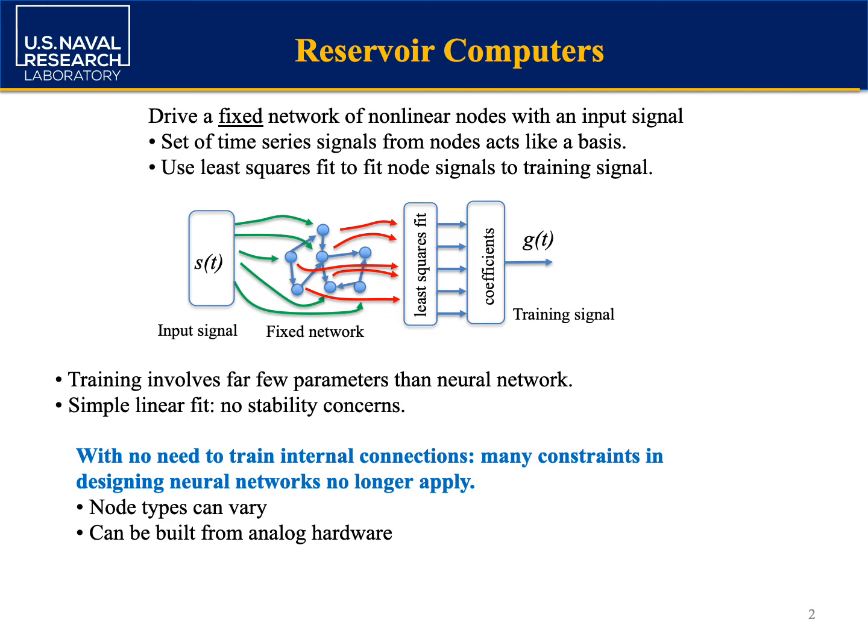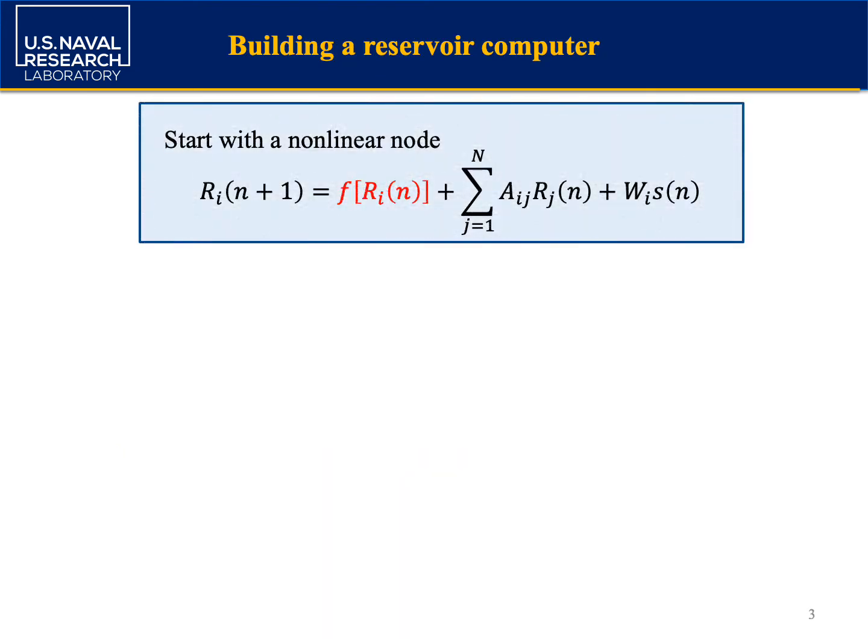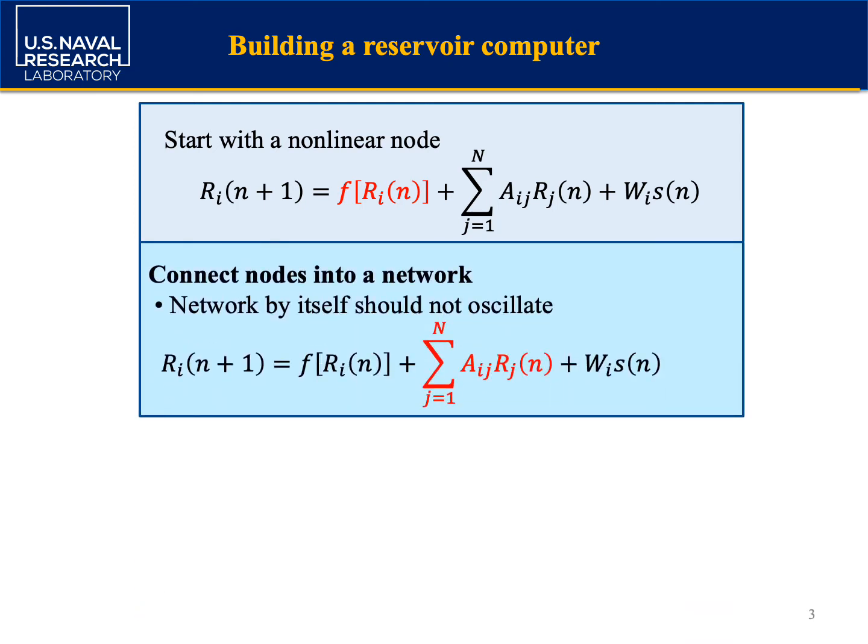Because you don't need to train internal connections, a lot of constraints that apply in designing neural networks don't really apply here. The node types can actually vary by quite a bit, which means we can build reservoir computers from analog hardware. So in building a reservoir computer, we start with a nonlinear node. There aren't a lot of constraints of what this nonlinearity can be. You do have to find some way to implement this nonlinearity. We then connect the nonlinear nodes into a network.